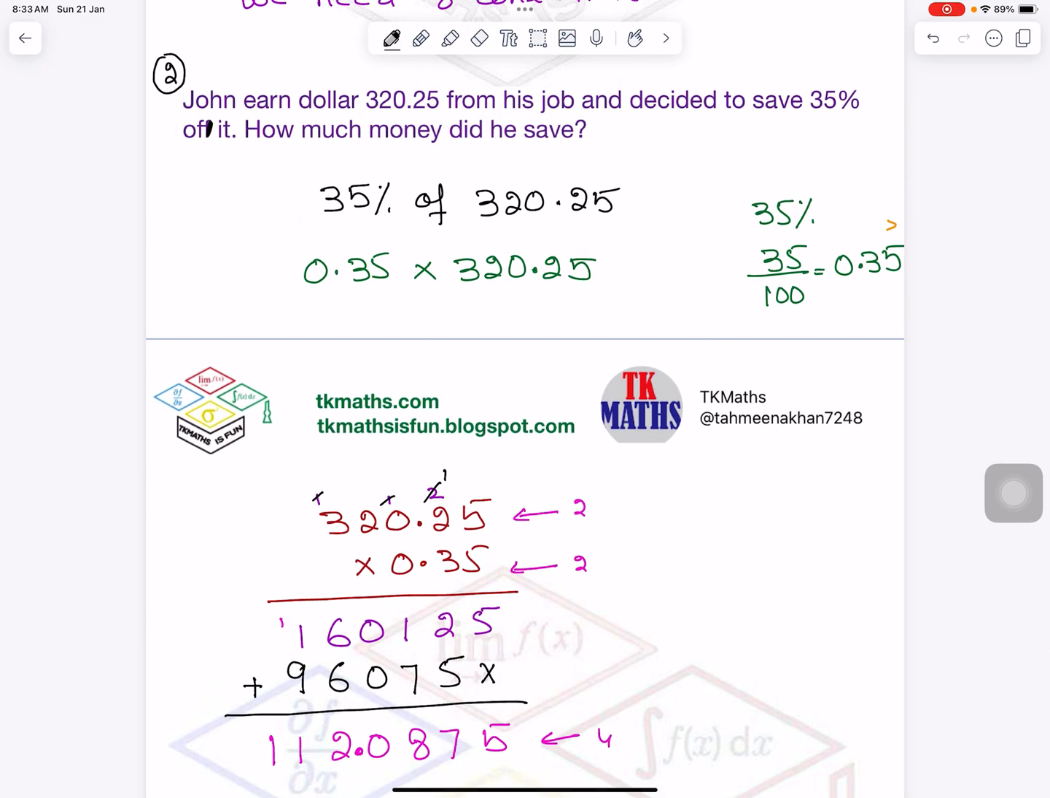And one thing I forgot to write here is a statement, because the question was saying how much money did he save. So you must write here he saved, and what is the dollar? It is the dollar given to you here. So you write he saved $112.0875.